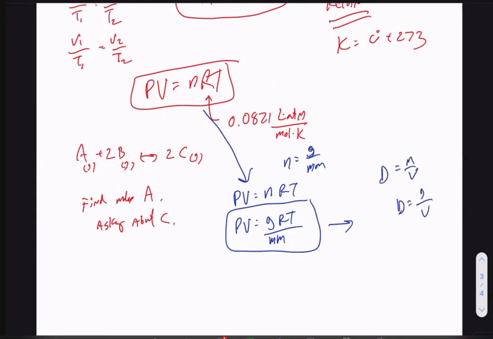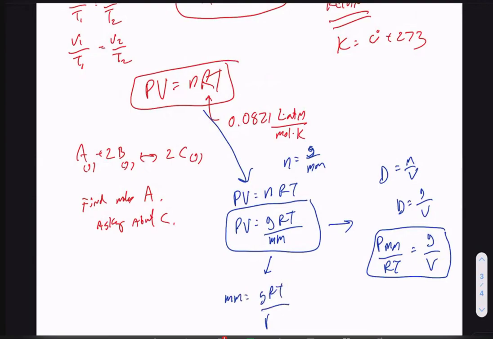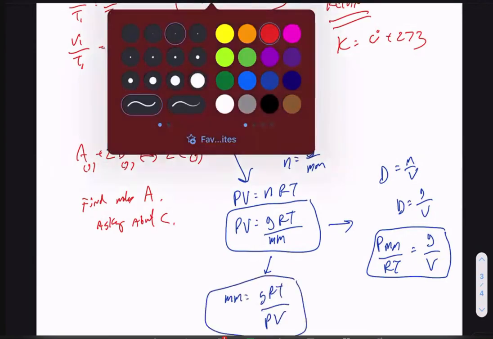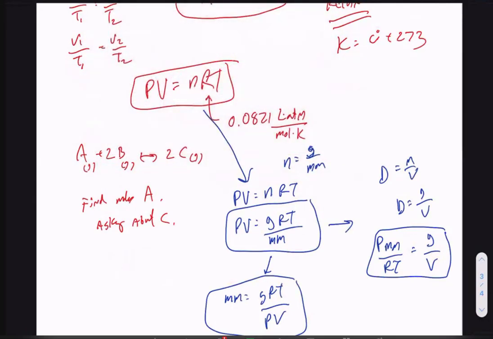So if I can rearrange this equation to give me P times MM over RT is equal to the grams divided by the volume. And this would be how we solve for density if we needed to, whereas this would be how we solve for molar mass. Now, these are not going to be given to you. You have to get here on your own, right?